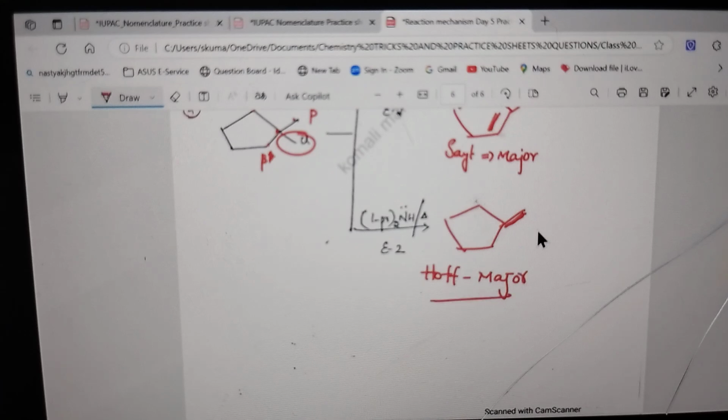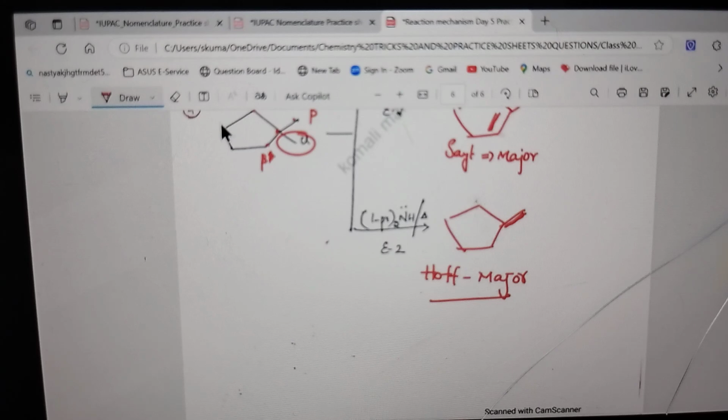Whenever there is bulkiness, that cannot go and abstract at this crowded place and cannot form a double bond. Base function is to go and take H+. That's it. If it is a nucleophile, it goes and forms a bond with that carbon. But base means it will go and take H plus. So if it is a bulky base, the less crowded side is major. If it is a small base, the more crowded side is major.